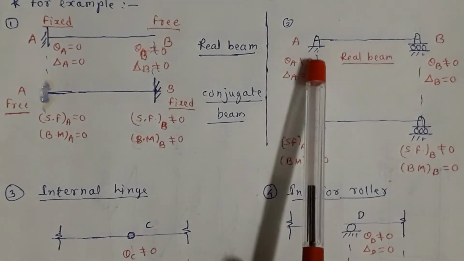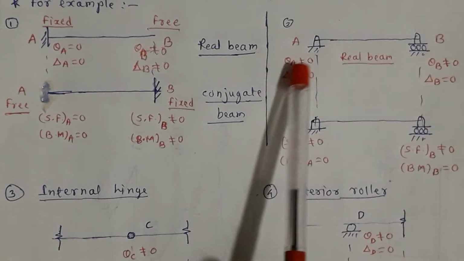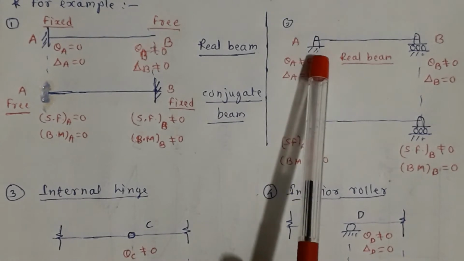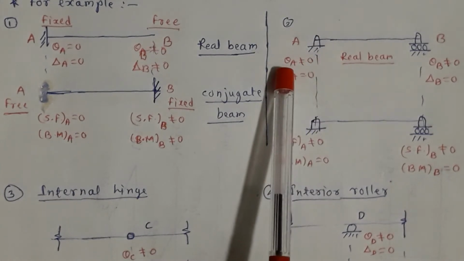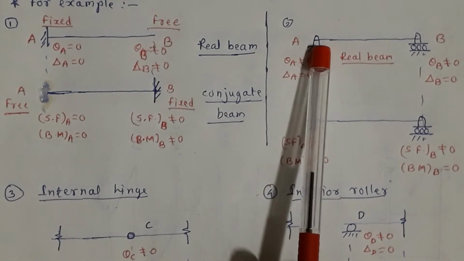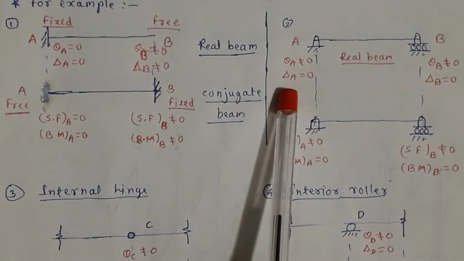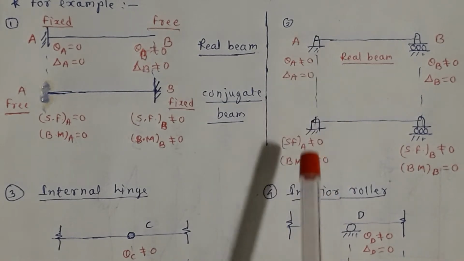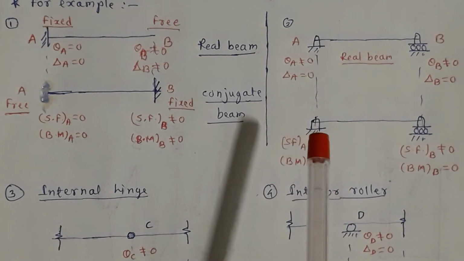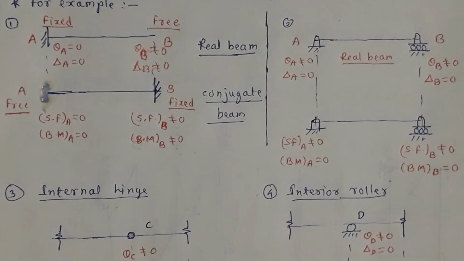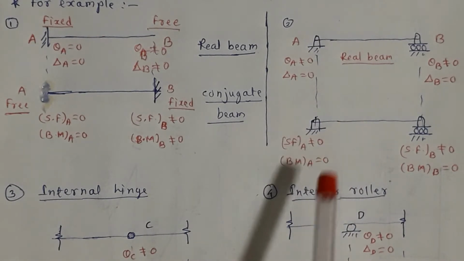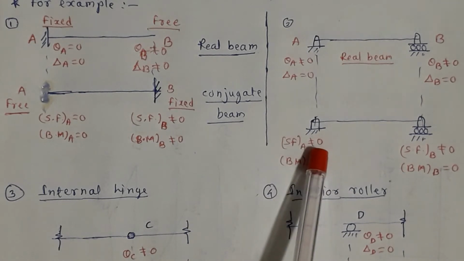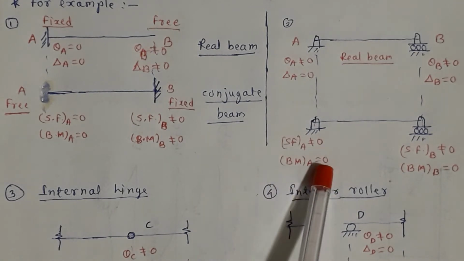Example number 2. AB, I have shown the beam AB and A is hinged and B is roller supported. Now at end A, which is a hinge support, theta A is not equal to 0, means slope will be there. Delta A is equal to 0, no deflection will be there. So if we want to maintain the analogy between the real beam and the conjugate beam, shear force at A in conjugate beam should not be 0 and bending moment should be equal to 0.